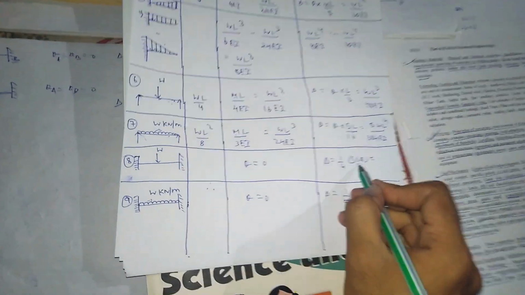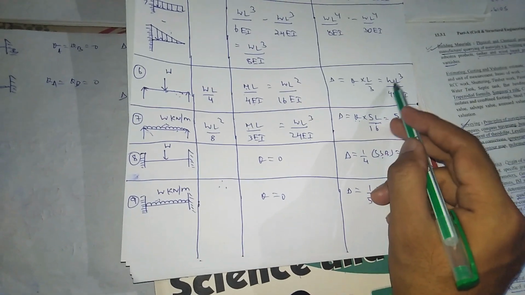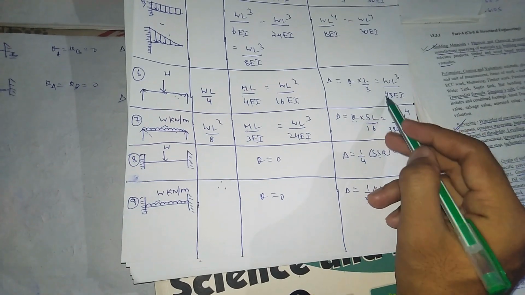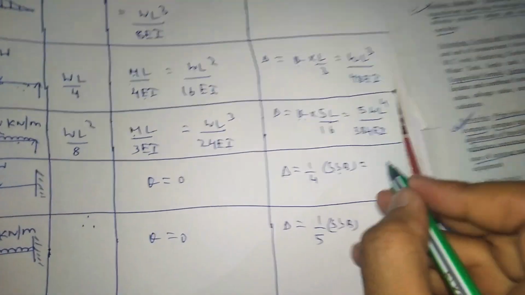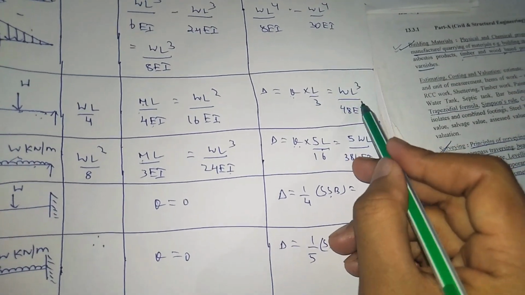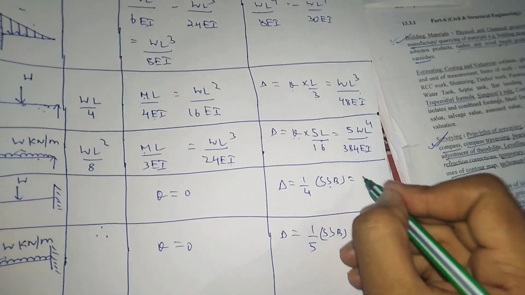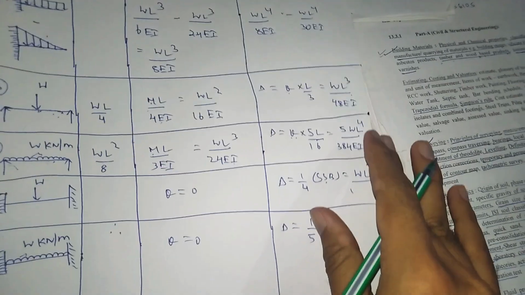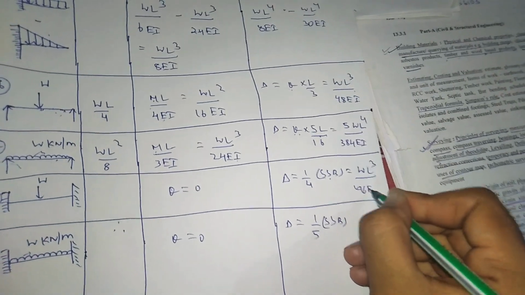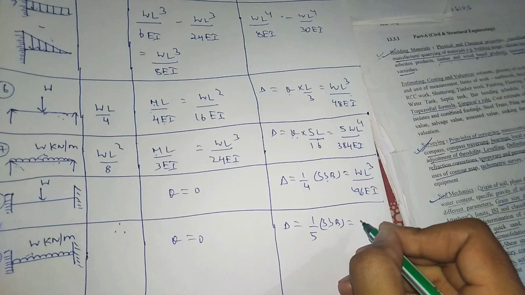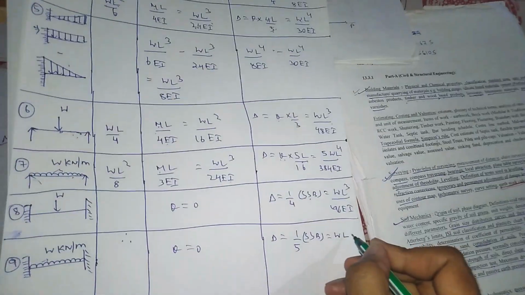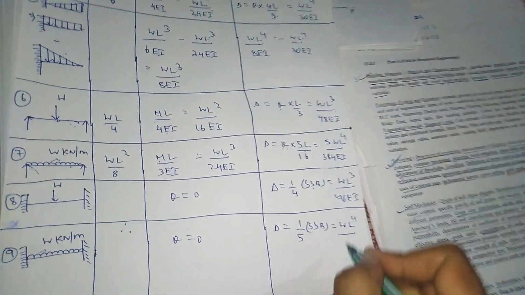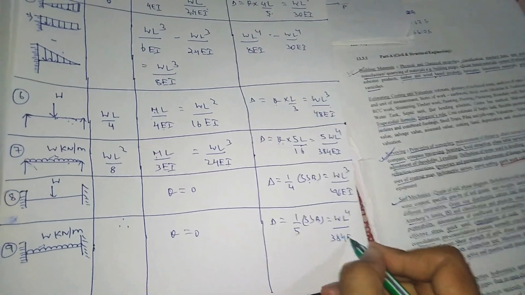But which values? Look, simply supported beam, point load, deflection value is WL cube by 48 EI. We need to divide this value by 4, which means we will get around this value, WL cube by 192 EI, and similarly this value, WL power 4 by 384 EI. Yeah, thank you.